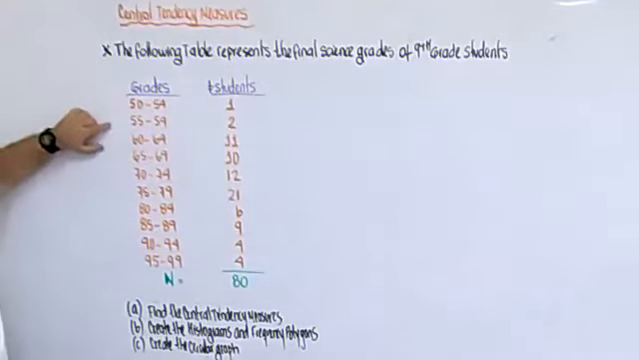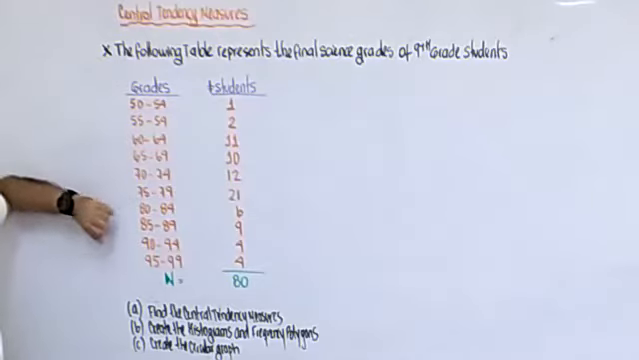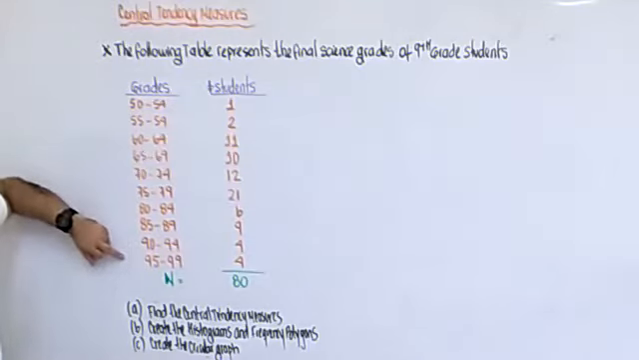The class intervals are 50 to 54, 55 to 59, 60 to 64, 65 to 69, 70 to 74, 75 to 79, 80 to 84, 85 to 89, and 90 to 94, and 95 to 99. The quantity of students is 1, 2, 11, 10, 12, 21, 6, 9, 4, and 4. If we add the number of students, we have 80 students, all right?